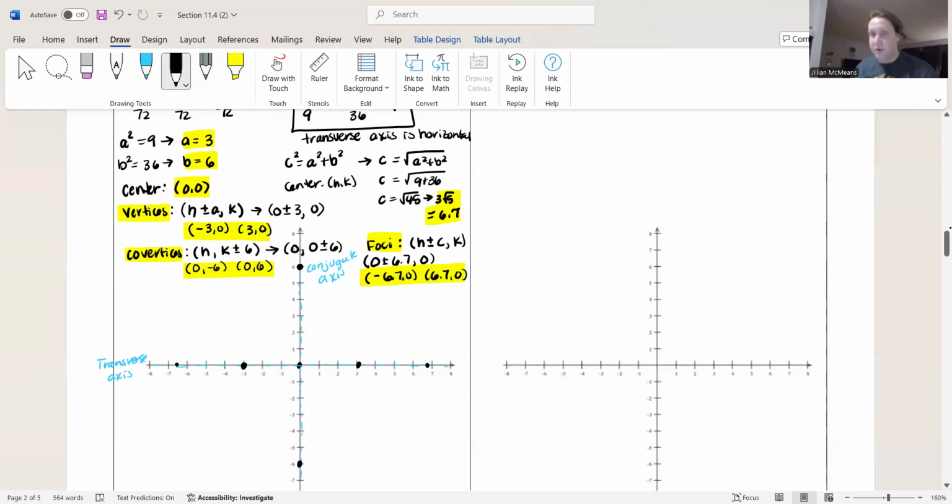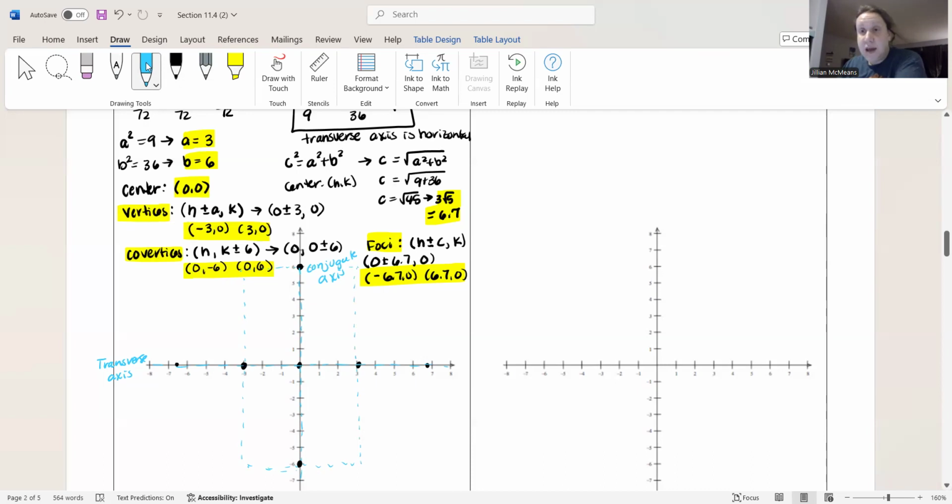Here's how you build this rectangle. The co-vertices seem kind of pointless. They're not even points on the hyperbola, but here's what you do with them. You build this rectangle. So you go up from your co-vertices or your main vertices, depending, and then you go across. So you build a sketch of a rectangle that goes through all of your vertices. Okay?